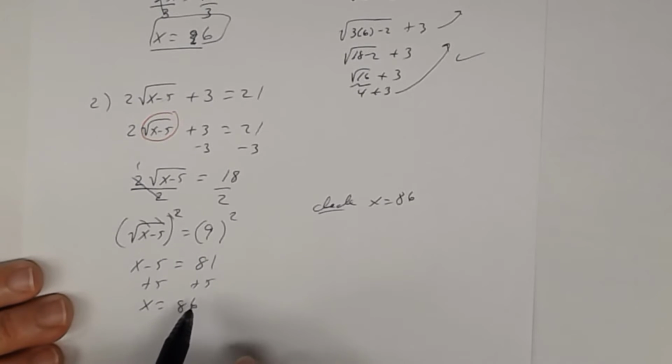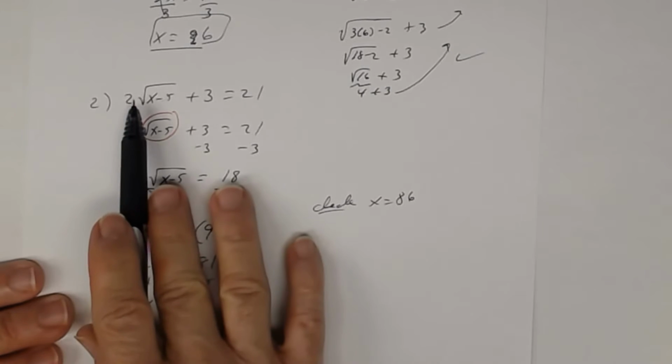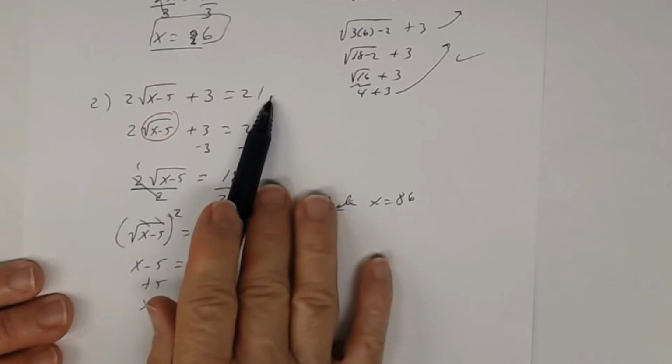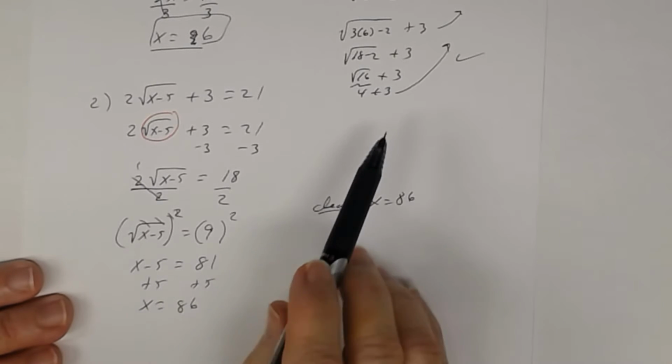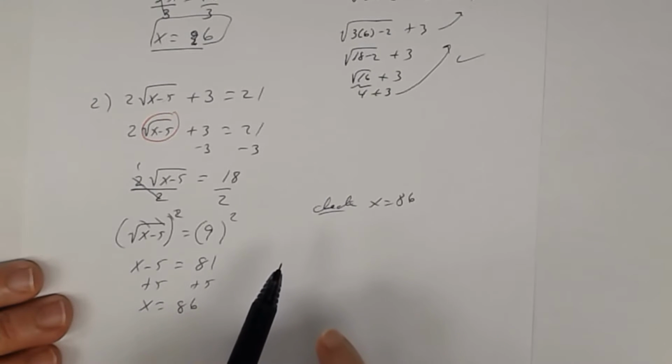So that 86 is a solution to the linear equation, that we know. But that linear equation is not the same kind of equation as the square root. All right, so since I squared both sides, I could have introduced extraneous solutions.